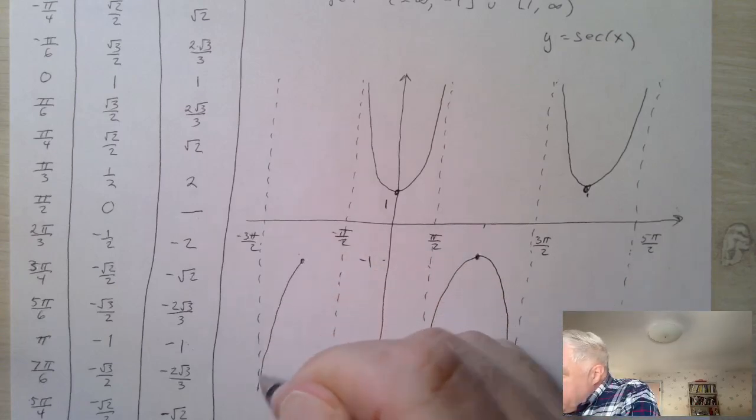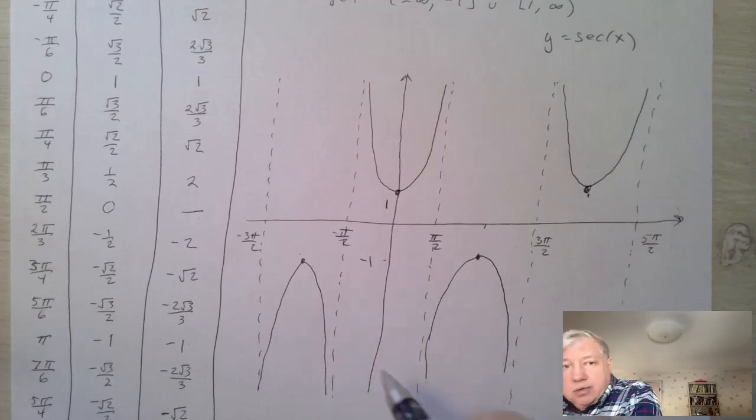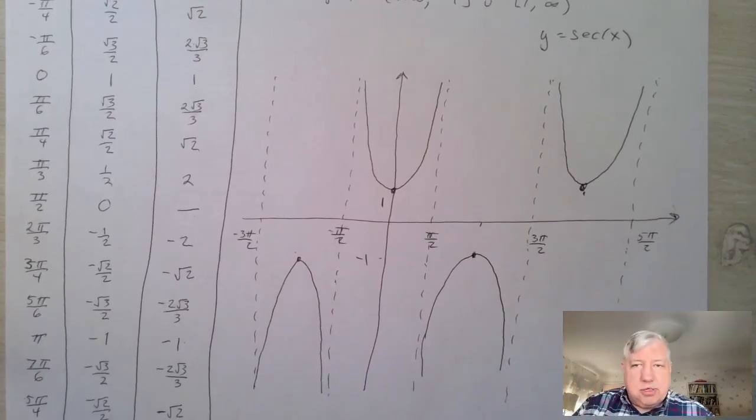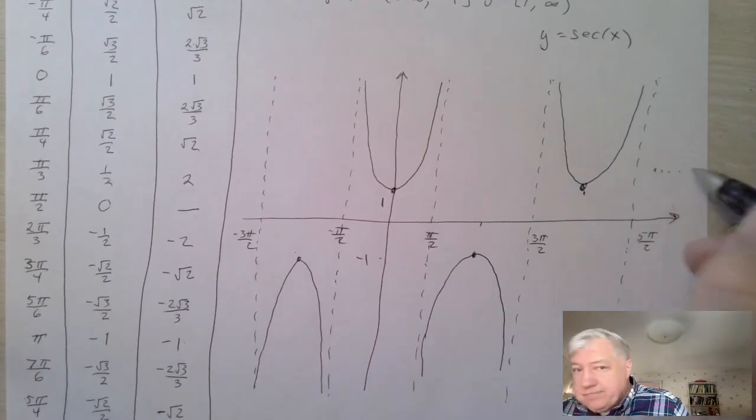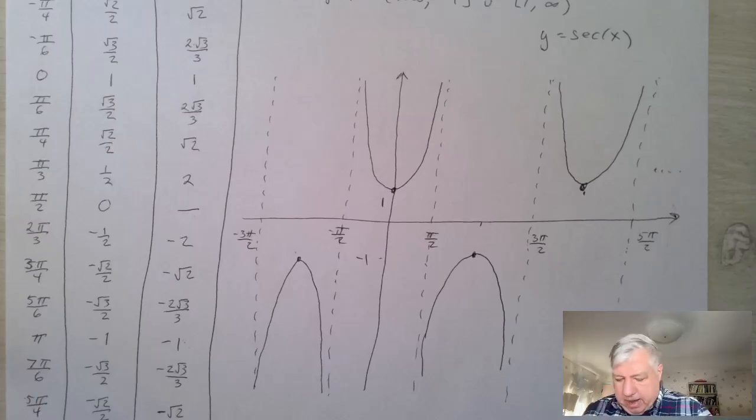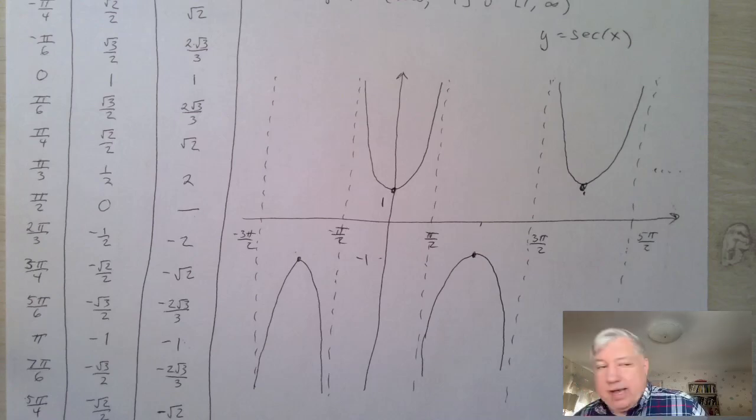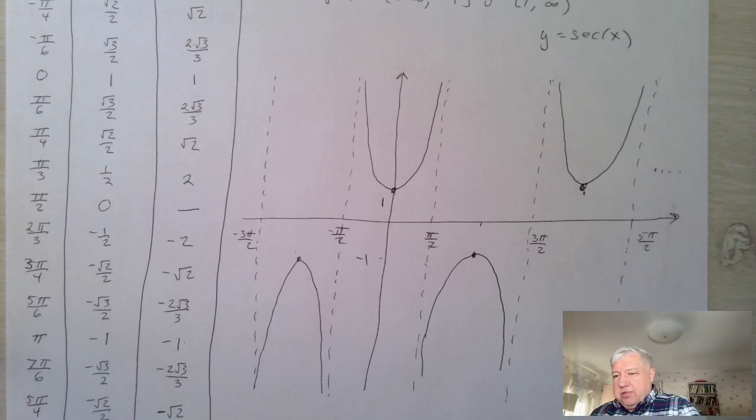Okay, and then this just keeps repeating. So that's the graph of the secant function. So let's look at the graph of the cosecant function. It's almost the same thing, except things are shifted a little bit.